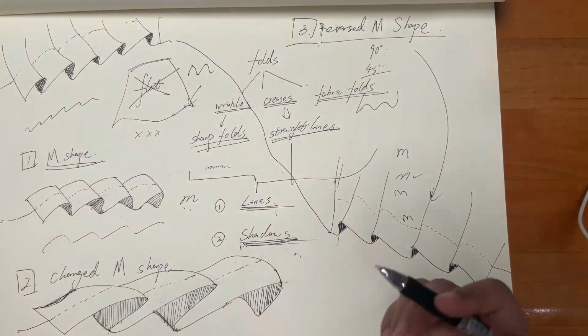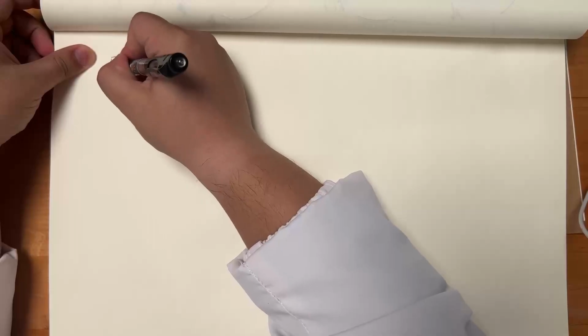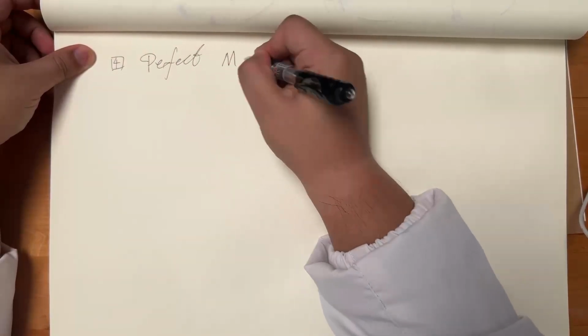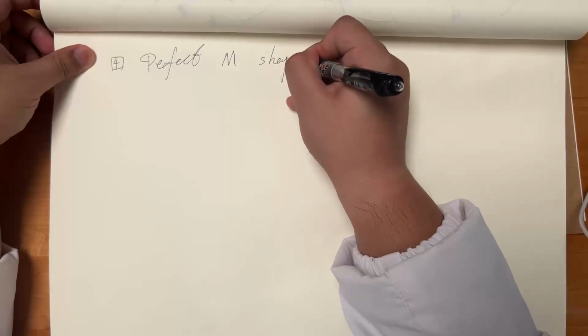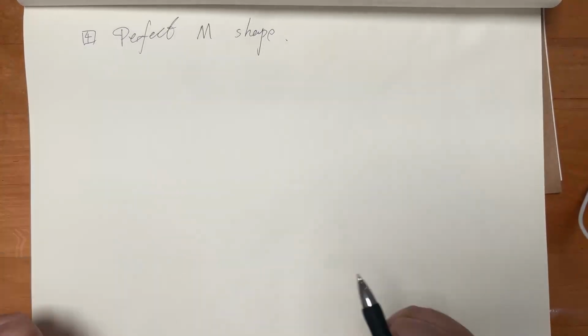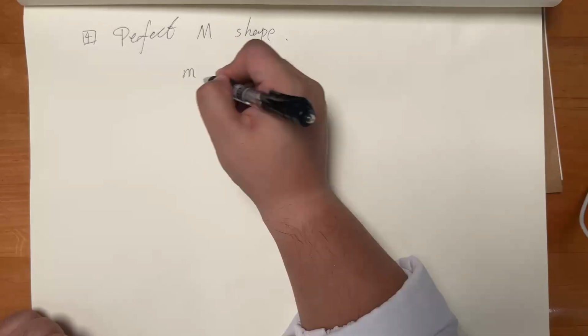Okay, so how to do that? That's the perfect M shape that I'm about to show you. Okay, so that's called the perfect M shape. Okay, perfect M shape. How to do the perfect M shape? So just imagine this. Let me start with the very simple one, right? You got M, right? Perfect M shape is something like this.